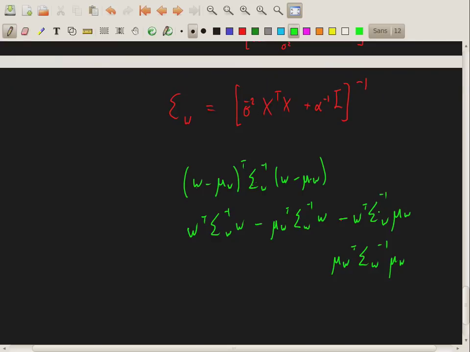The answer is it depends. What it depends on is, because it's a multiplication across 3 things, whether this is symmetric or not. And it is symmetric, so they do equal each other. So if I were to write this, this is a scalar, right?